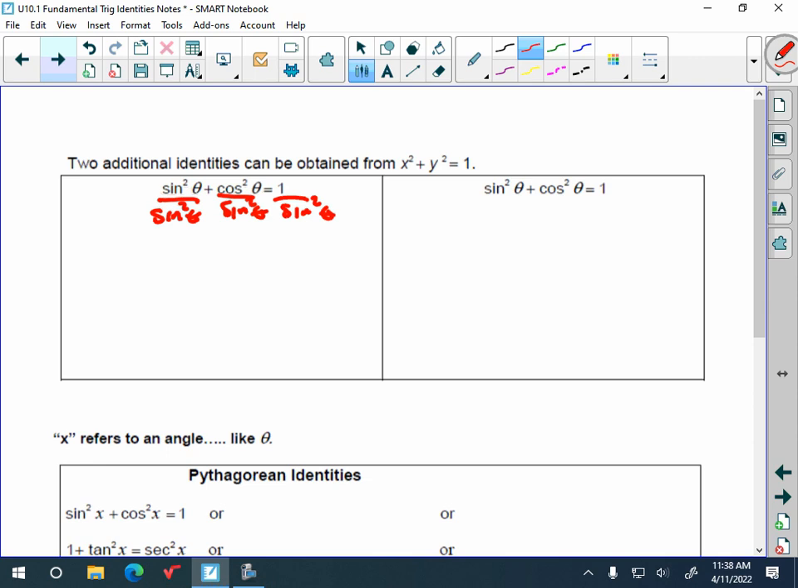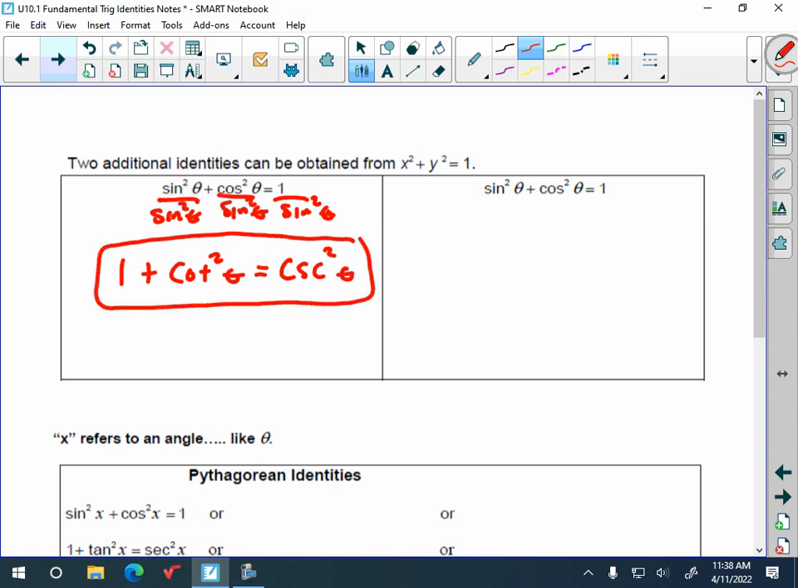Now I'm just going to simplify each fraction. So sine squared divided by sine squared is 1, plus cosine squared over sine squared, that's using the quotient identity, cosine over sine, which is cotangent. So cosine squared over sine squared is cotangent squared. Equals. Now 1 over sine squared, I can use the reciprocal identity. 1 over sine is cosecant, so 1 over sine squared is cosecant squared. So this gives me another Pythagorean identity to use.